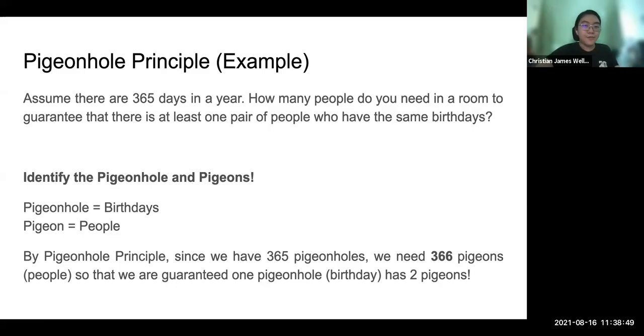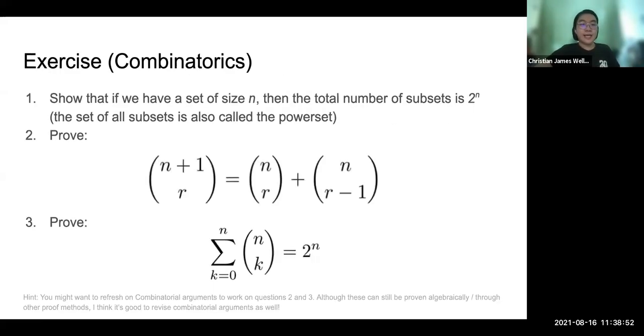You can look it up yourself. And yep, this is an exercise on combinatorics. Although it's an exercise, I'd like you to know this fact: if you have a set of size n, the total number of subsets is 2 to the power n. It's useful to know this number. Okay, and prove these combinatorial identities. I provide a hint here. I won't read it out in case you don't want spoilers, but I grayed it out so that hopefully it's not attention grabbing enough. But yeah, try these out.